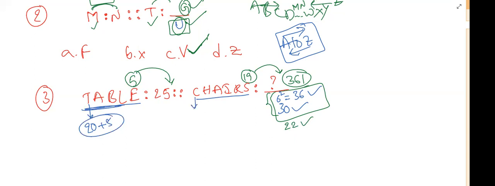Sir, 25, first letter position. Sir, 3. How many letters are there? 6. 3 plus 6 is 9. 9 can be available.